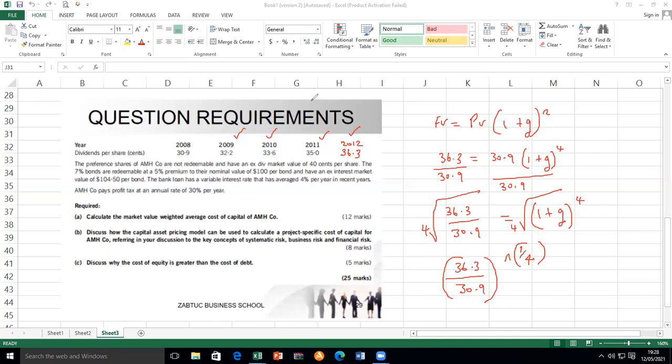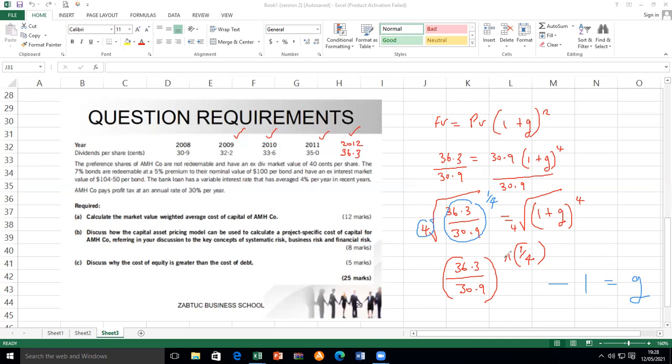So what we did here was that we are taking the fourth root. How do you take the fourth root of a number? It is the number itself to the power 1 over 4. So that's why we say this is to the power 1 over 4. Then you subtract 1, and that gives you your growth rate. Linda, that's what we did. Okay, thank you very much.